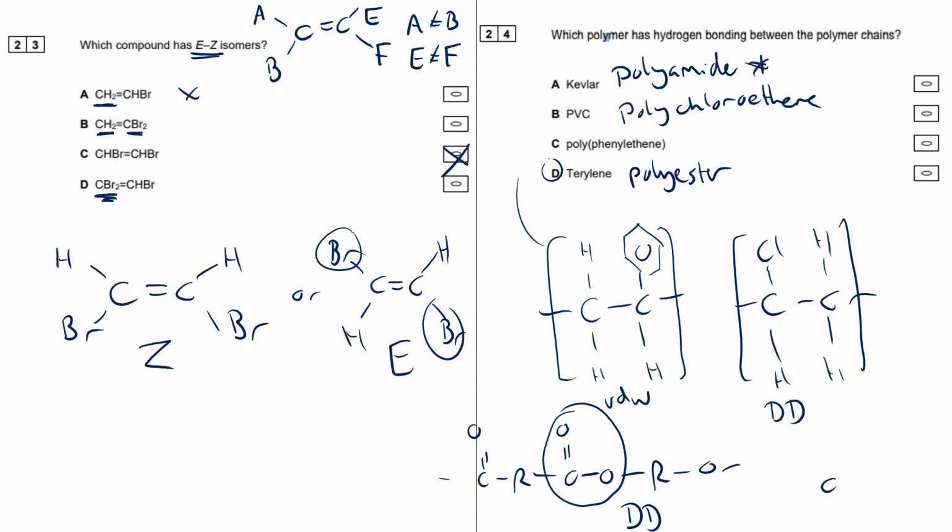Kevlar is a polyamide. Polyamides have an amide link, CONH. Because you have an NH bond, you've got the large difference in electronegativity, therefore you would have hydrogen bonds between our polyamide. So answer A is correct.